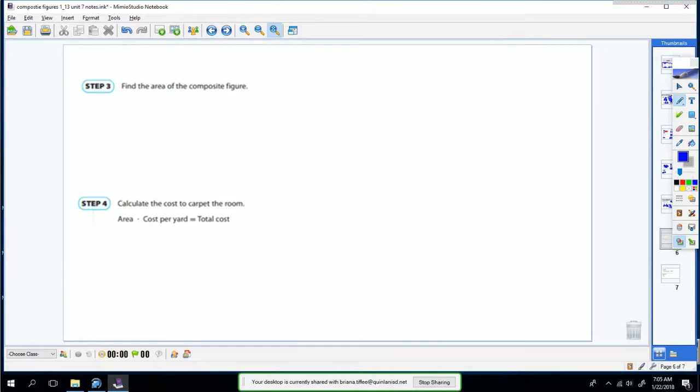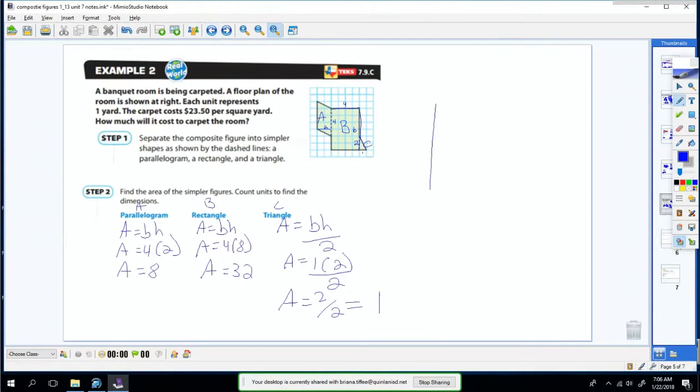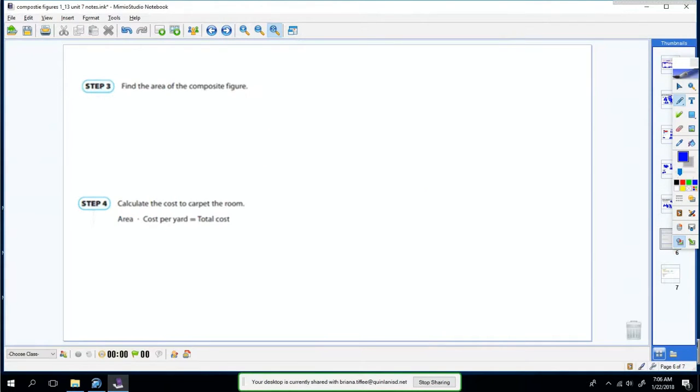So you're going to do 32. I actually messed up, guys. I'm not sure why I made this an 8. This was supposed to be a 6. So 4 times 6 is 24. All right, so my area for my rectangle is 24. So now you're going to do 8 plus 24 plus 1, which will be 33. Cool. So 33 yards squared. So that's the area of the composite figure.